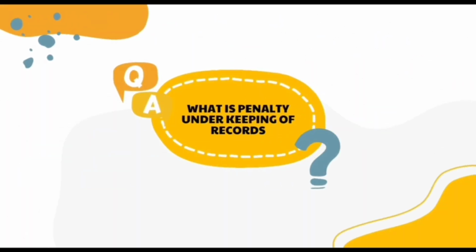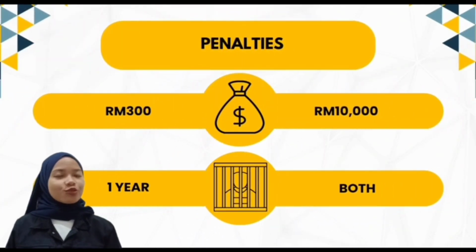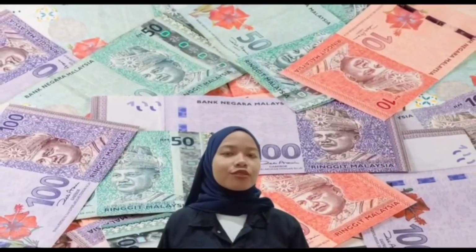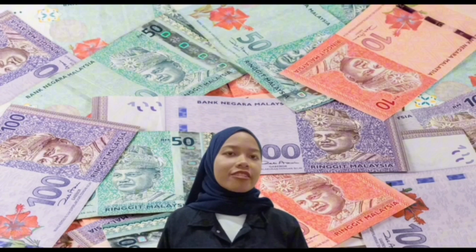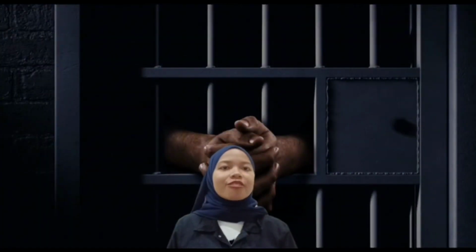So, what are the penalties under keeping of records? Failure to comply with the requirement of Section 82 shall be guilty of an offence. Upon conviction, the offender shall be liable to a fine of RM3,000 to RM10,000 or imprisonment up to 1 year or both.